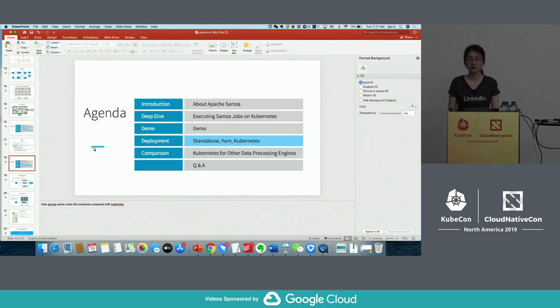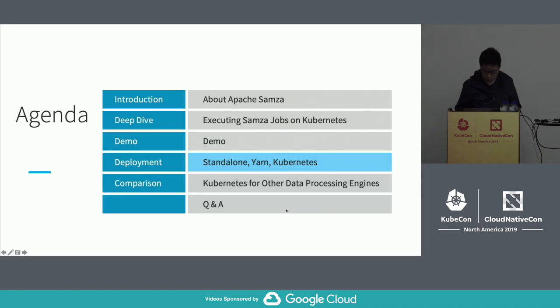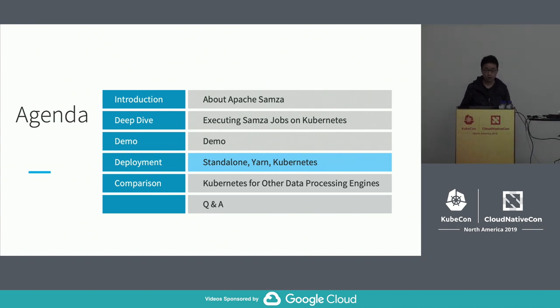Next, Jen will talk about the different deployment options. Hello. Yeah, so I'll talk about the other deployment options for Samza. That is either running standalone or running on Hadoop Yarn. And also, I'll briefly mention how Kubernetes works for other data processing engines like Spark, Flink.